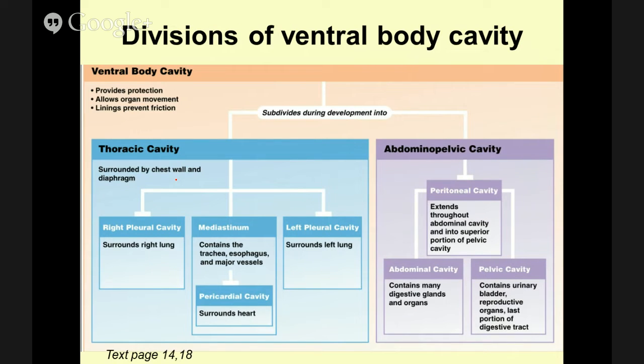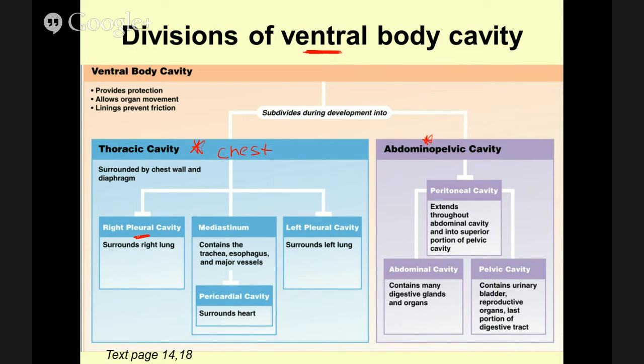So let's look at the three subdivisions of the thoracic cavity. They're right here in this diagram. This diagram is just talking about the ventral body cavity, just that front part of the body. We've got the thoracic, which is the chest cavity, and then the abdominopelvic, which is the abdomen and pelvic regions. So remember I said the thoracic cavity has three divisions.